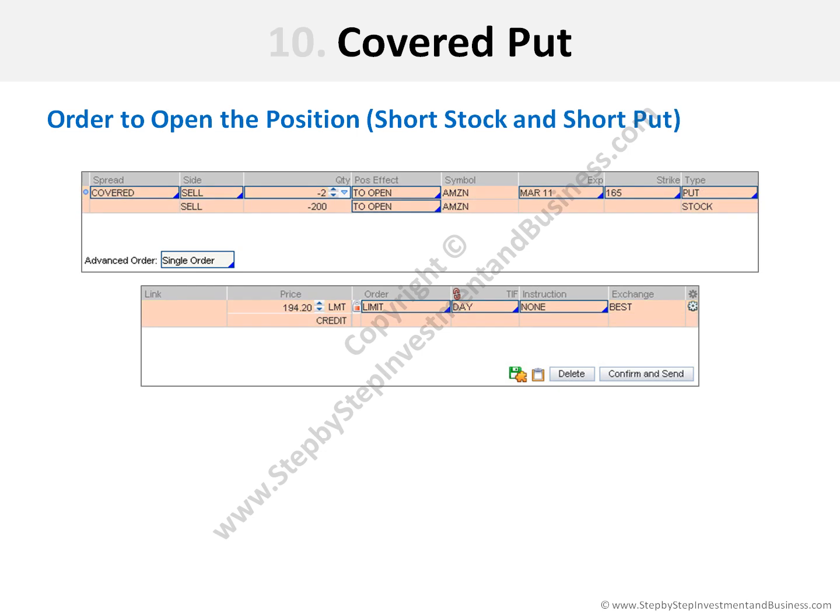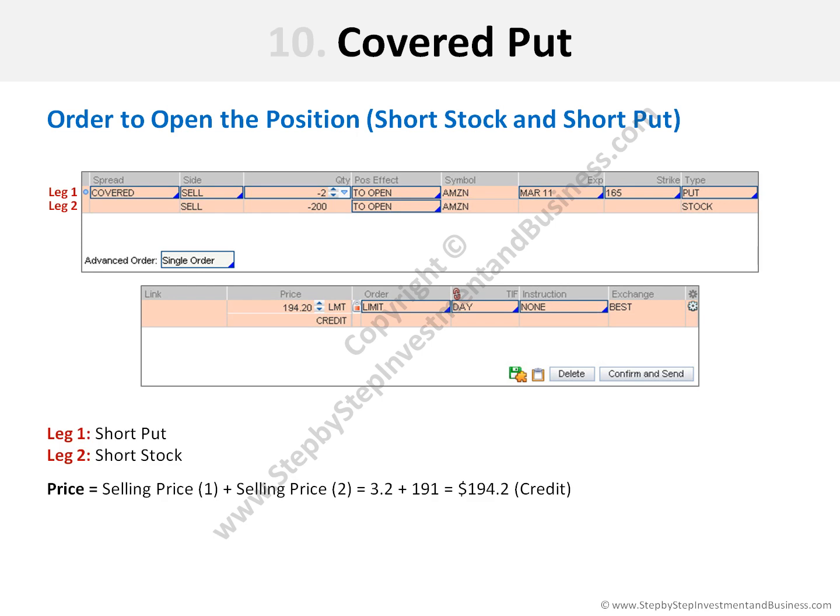If we sell the shares and the put options at the same time, the order to open the position can be entered using an order with two legs. Here we see an example. Leg number 1 corresponds to the short put, that is, to the sale of the puts. Leg number 2 corresponds to the short stock, that is, to the sale of the shares.